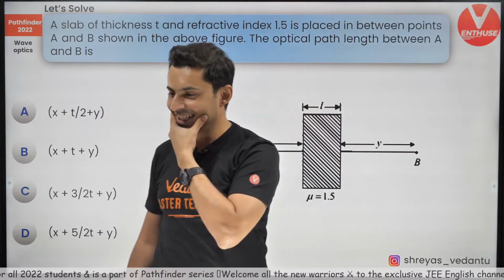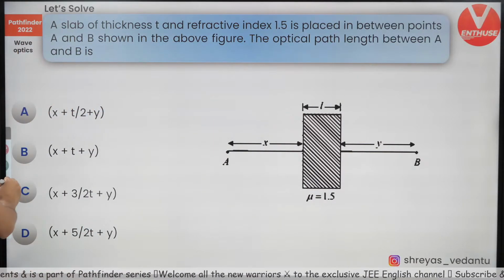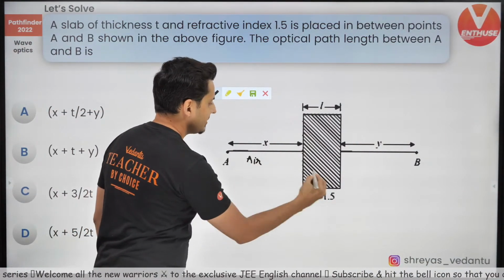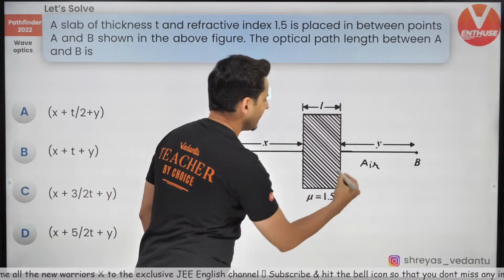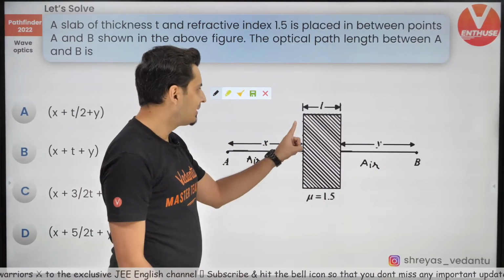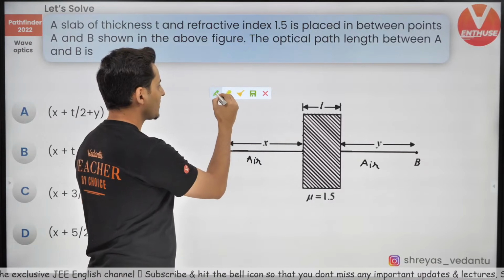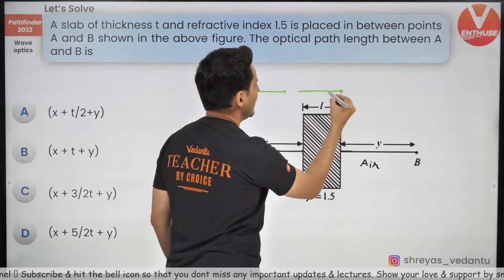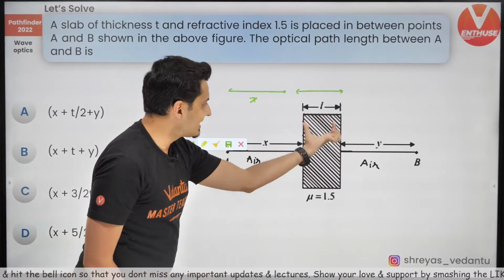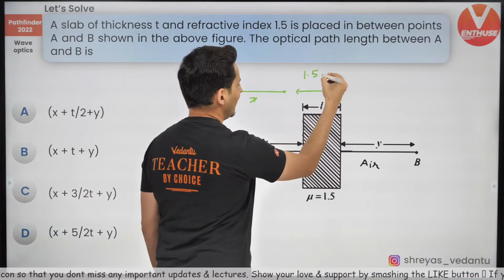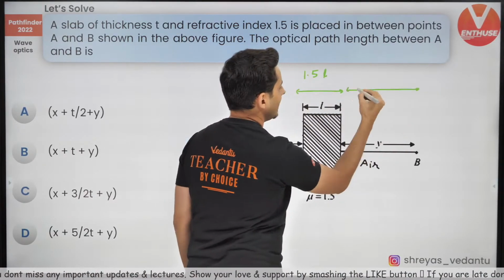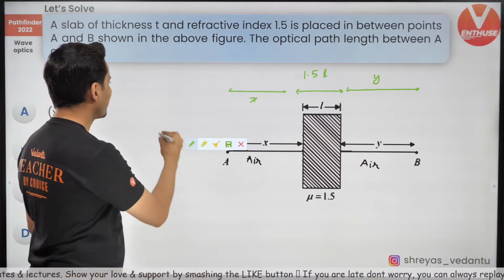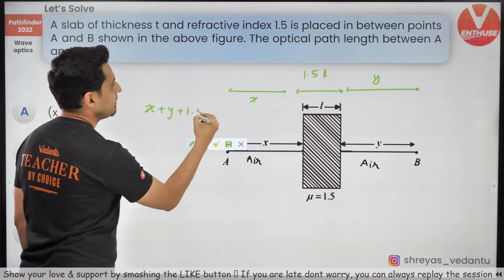I know it. Okay, so let's see how to solve this. It's very easy. First of all, here the light is traveling through air. This is traveling through some medium, again in air. The only equivalent optical path change will be over here. So here it will still be x because it's still in air. Here it will be length of the slab into mu, which is 1.5 into L. And here the equivalent optical path is the same as the geometrical one, which is y. So x plus y plus 1.5 L.